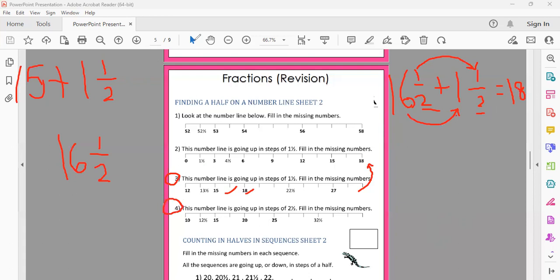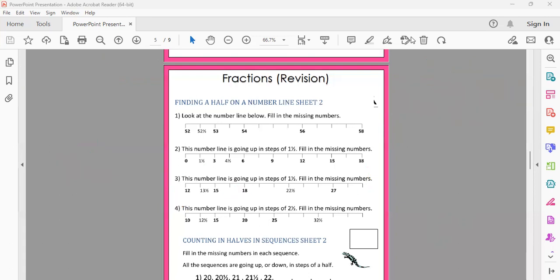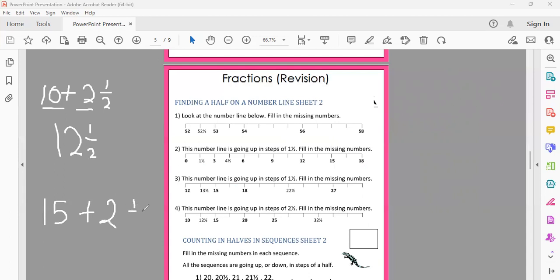Now, number 4 is a bit different because now it goes up in 2.5. Okay, so how do you do that? Start with 10 plus 2.5. So how do you get 12.5? 2.5 is simple, just 2.5 like that. So 10 plus 2, it's 12.5. Okay, so let's start with 15. 15 plus 2.5. Where do you go? 15 plus 2, 17.5. So write it out. Okay, 17.5. And so on, complete the number line. All right.